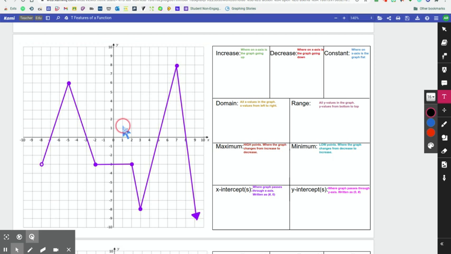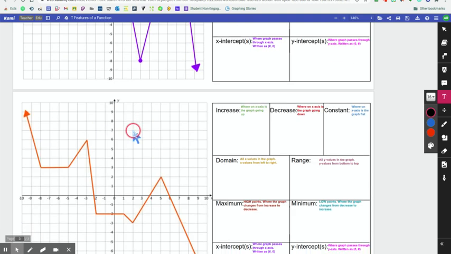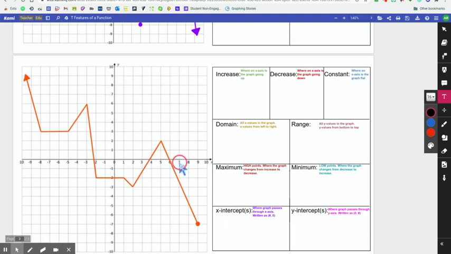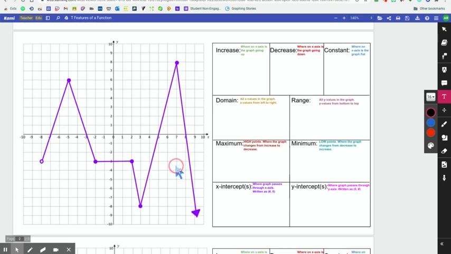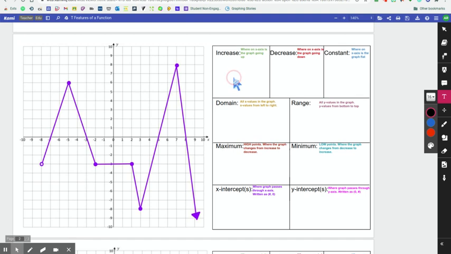Okay. So now we're going to go through this next slide together. And then I'm going to have y'all do the orange graph on your own. So we're going to go through this one at a time, step by step. Don't freak out. So first things first, we're going to figure out where the graph is increasing. Now, how do we read a graph? Do we read it from left to right, bottom to top, or top to bottom? How should we read a graph?